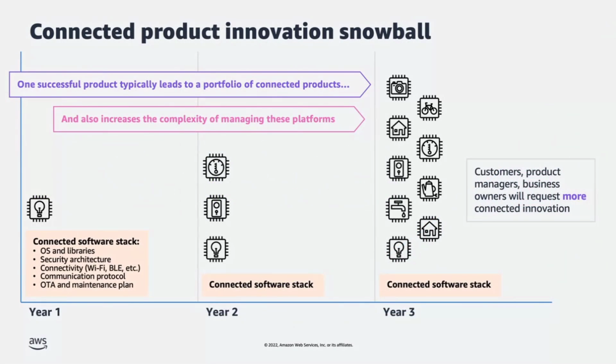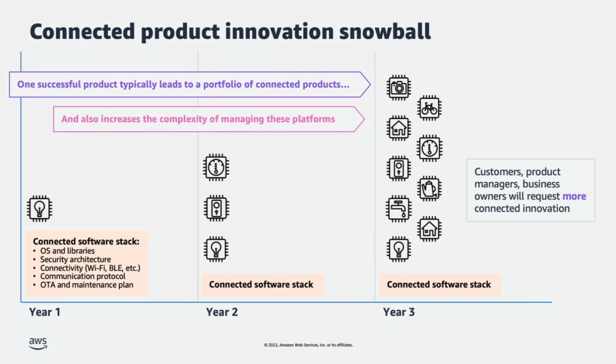The connected product innovation snowball occurs after a company launches that first successful IoT project. So that first connected product turns into maybe three products, then nine. And as customers, product managers, business owners, and companies ask for more innovation and connectivity for those devices, things get a little bit more complex. But what a lot of people fail to understand is the complexity of managing the connected software stack at scale, which only intensifies as you build and launch a whole portfolio of connected products.